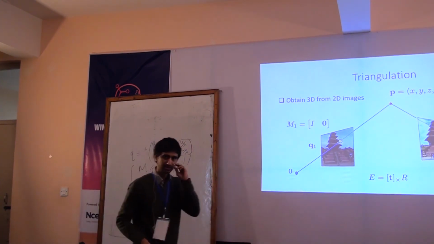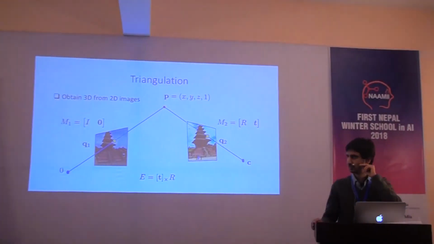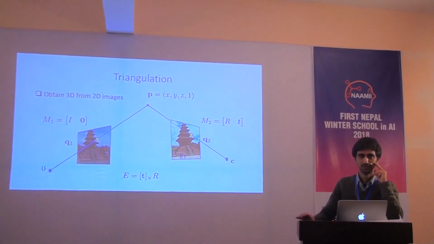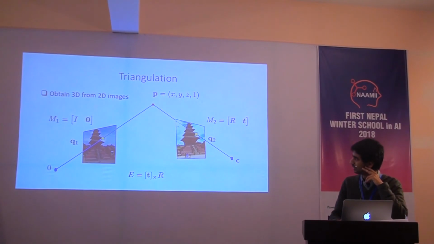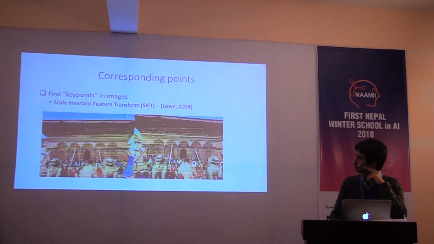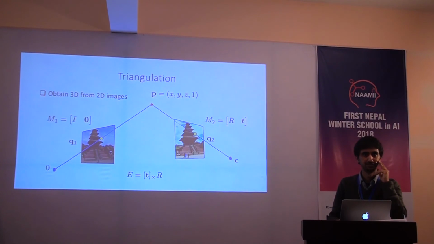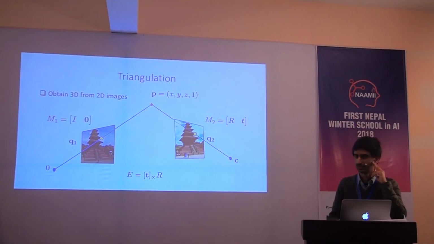So mathematically, triangulating means you're solving these 2 equations together. So now let's go to the part where we talked about correspondences, but how do you extract them? And how do they look like?